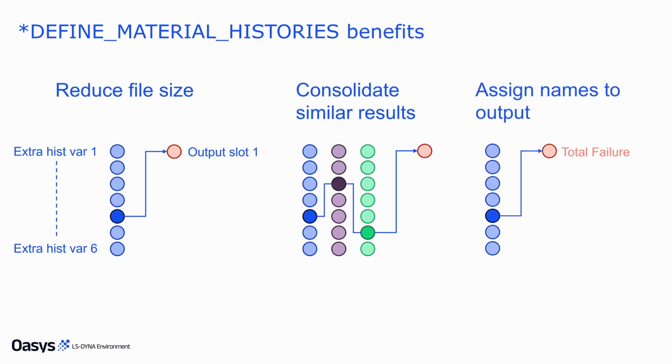Finally, we can assign names to the output. For example, extra history variable 5 can be called Total Failure. This ensures your results are clear, professional, and self-documenting for anyone viewing your model.